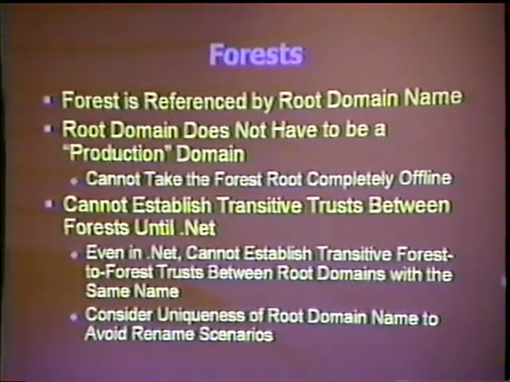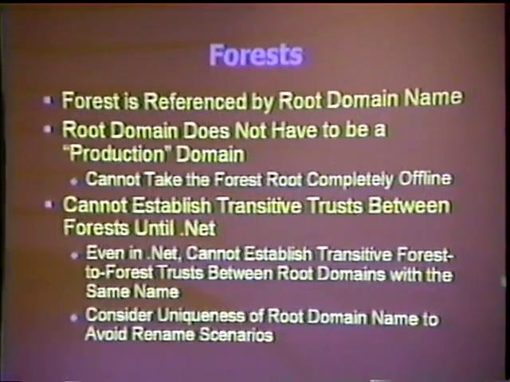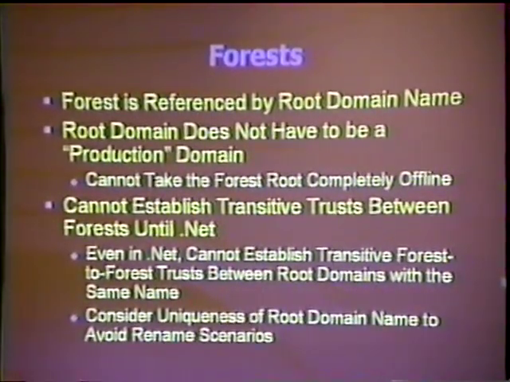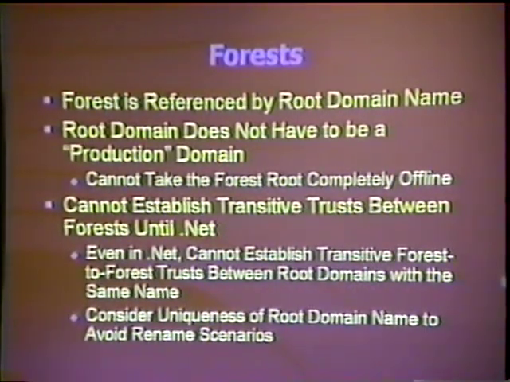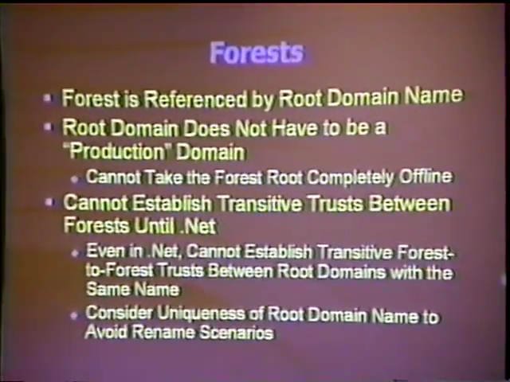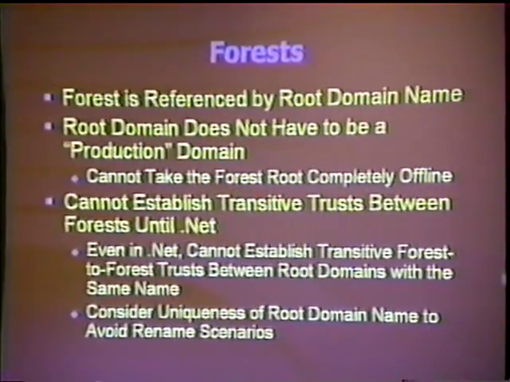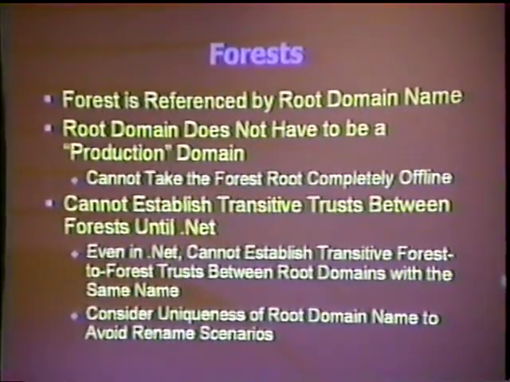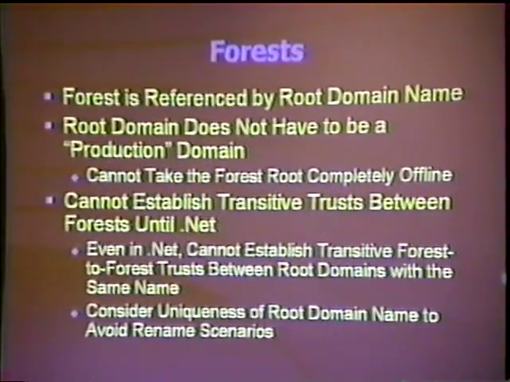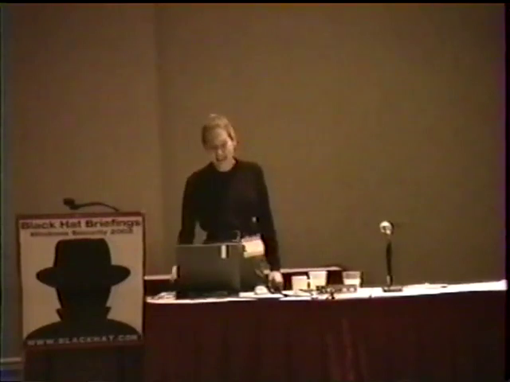In Windows 2000, you cannot establish transitive trust between forests. In a single forest, one of the things shared by all domains is transitive trust relationships: if I trust you and you trust him, I therefore trust him. However, between forests, there is no transitivity. If a domain in forest A chooses to trust a domain in forest B, that is a trust relationship just like in NT. It's between those domains only. In .NET, you will be able to establish forest-to-forest transitive trust relationships, but not yet.